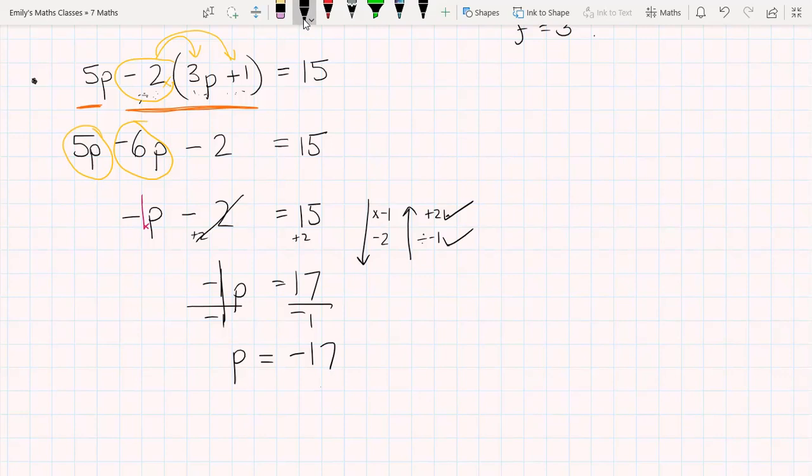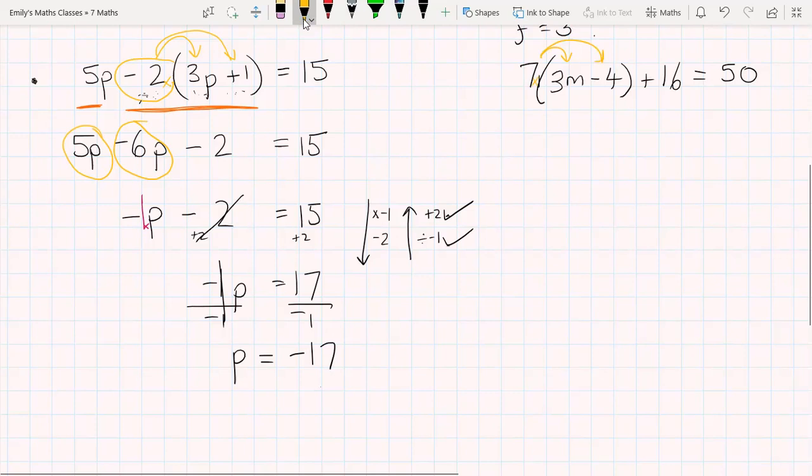I'm going to do one over here. I won't put a minus at the front, I'll put a minus in there. So let's do 7 outside of 3m minus 4, plus 16 equals, let's say 50. Okay, looking here, what have we got? There's a times there, and that goes like that. We've got to expand the brackets. This here has got nothing to do with that, but we can't forget the plus 16.